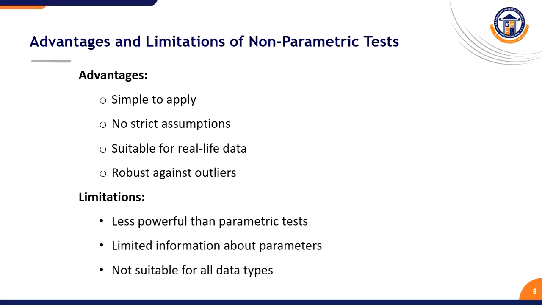Advantages and limitations of non-parametric tests. Advantages: it is simple to apply for small samples. No restriction for assumptions. Suitable for real-life data. Robust against outliers. Limitations: it is less powerful than parametric tests. Limited information about parameters. Not suitable for all data types.